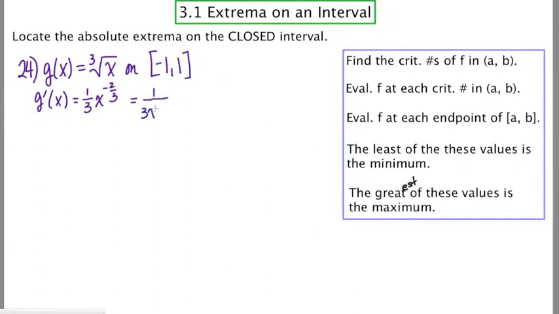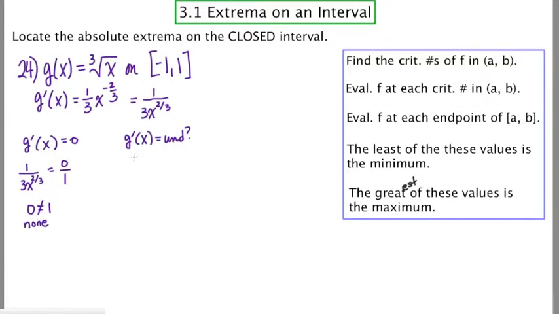Okay, so I've got to ask two questions. Where is the first derivative equal to 0? And where is the first derivative undefined? Okay, so if I say 1 over 3x to the 2/3 equals 0, which I'll make 0 over 1, and I cross multiply, I end up getting 0 equals 1. And that doesn't make any sense. So my conclusion here is that there are no critical numbers because of this part of the problem.